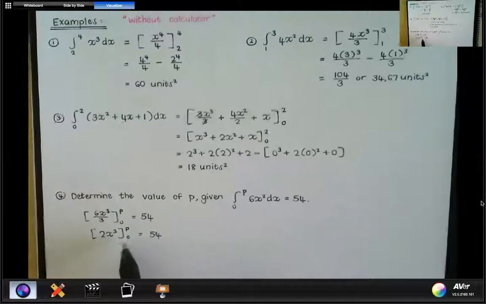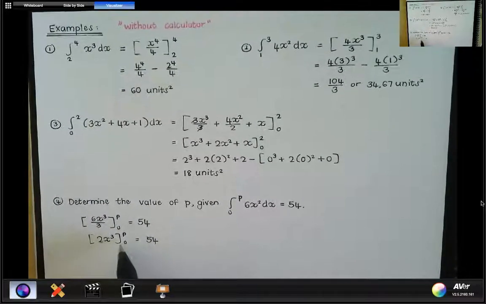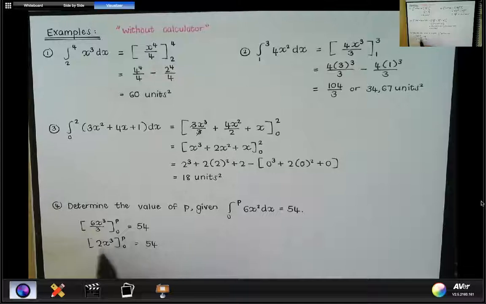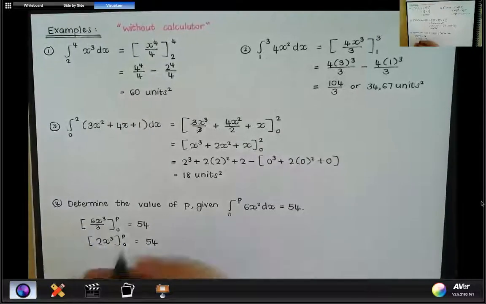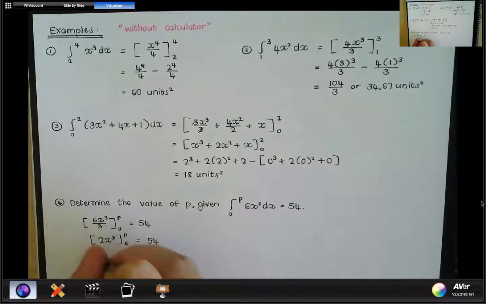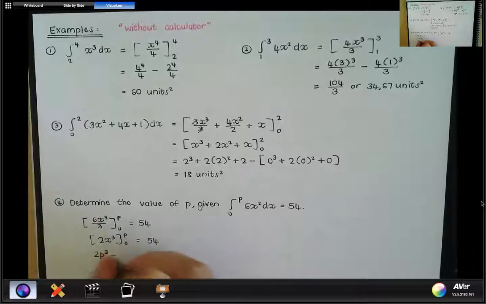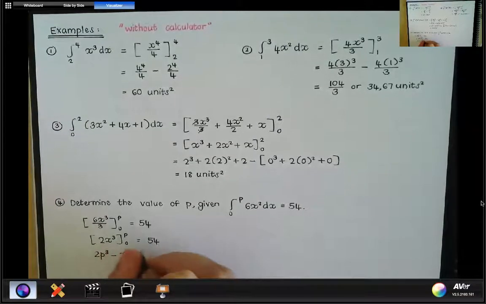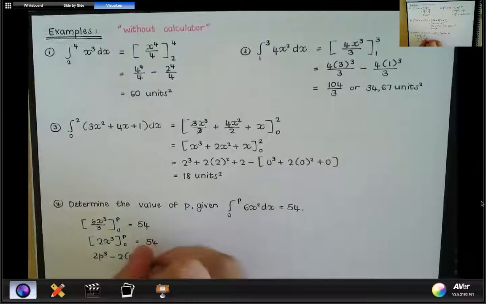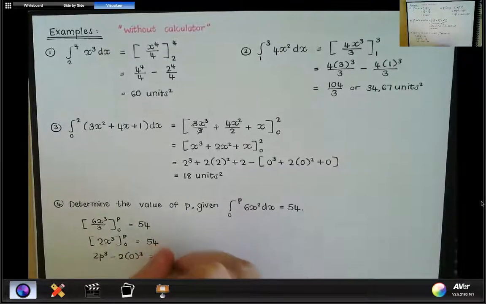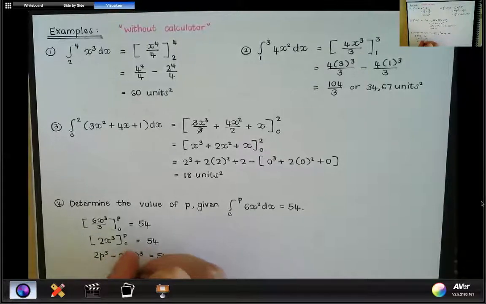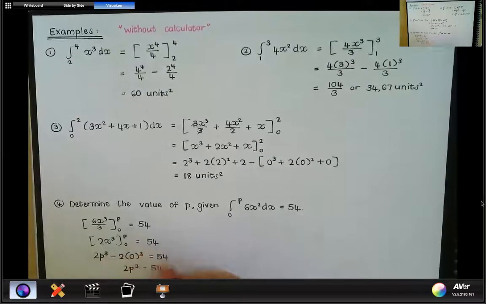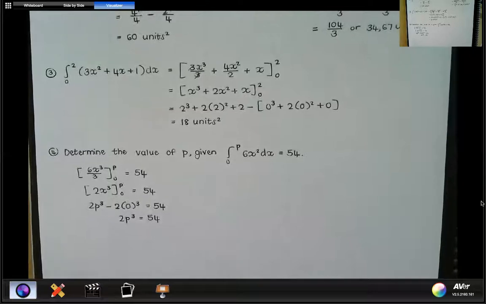Now what's nice in this case is that our first boundary, our lowest x value, is 0. So what do you think we're going to have to do in order to find p? We have to sub in this p value, right? And then make it equal to 54. So we're going to have 2p cubed. And if you want, you can say minus 2 times 0 cubed, but again, that is just going to give you 0. And that is equal to 54. Okay, so we actually have 2p cubed equals 54. And now we just need to solve for p.